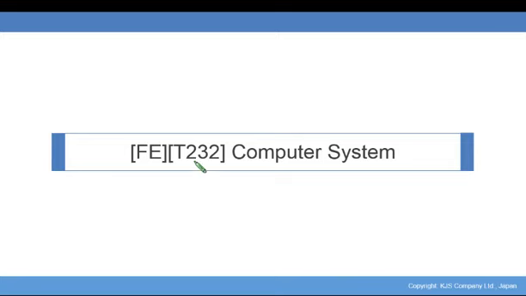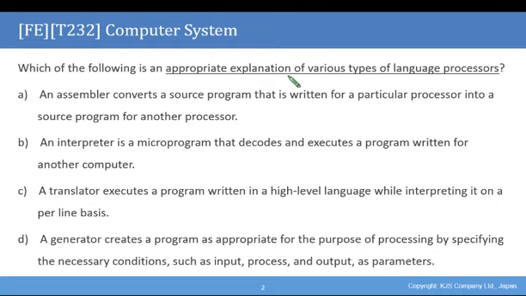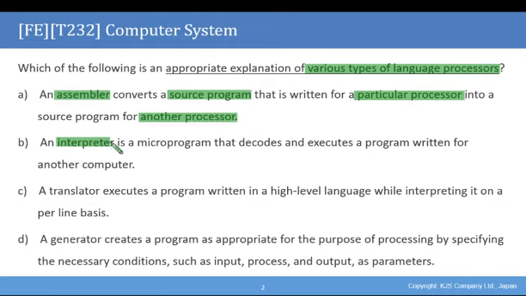This is T232 Computer System. Which of the following is an appropriate explanation of various types of language processors? A. An assembler converts a source program that is written for a particular processor into a source program for another processor. B. An interpreter is a microprogram that decodes and executes a program written for another computer.